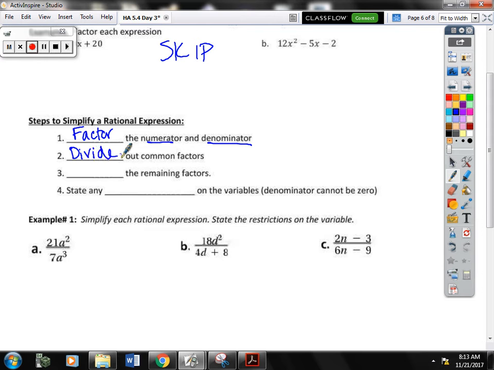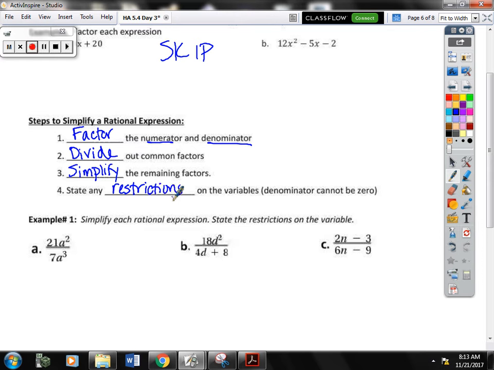A lot of people refer to that as canceling, in the top and the bottom. But they are dividing out because you have the common number in the top and the bottom. And then you do want to simplify any remaining factors. Let's suppose you had 2x over 4. We can reduce that to be 1x over 2. So always simplify. And then we are going to state any restrictions on the variables.